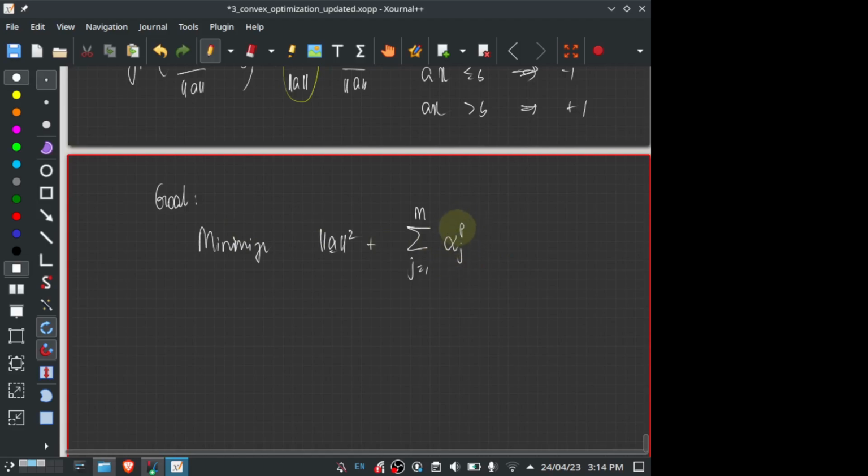So for example, I could have used alpha i square, right, which would give me the 2 norm squared of the alpha vector, the vector of all deviations. But in general, I could use any p norm for that matter, subject to the constraints that yi times (A transpose xi minus b) is greater than or equal to 1 minus alpha i for all i.